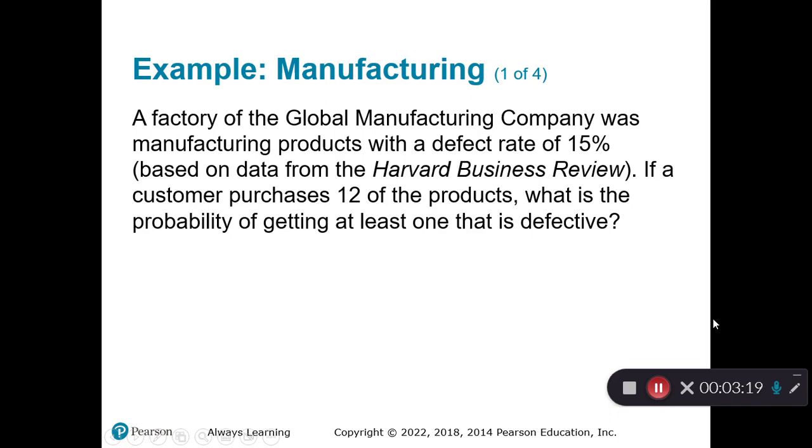This is equivalent to finding the probability that exactly one is defective, adding that to the probability that exactly two are defective, adding that to the probability that exactly 3 are defective, and so on, finally adding that to the probability that all 12 are defective. Because remember, getting at least one that is defective is the same as getting one or more. So it could be anywhere from one defect to all 12 being defective. Well, that's a lot to add. So we're going to use the complement rule to get to the same result much, much faster.